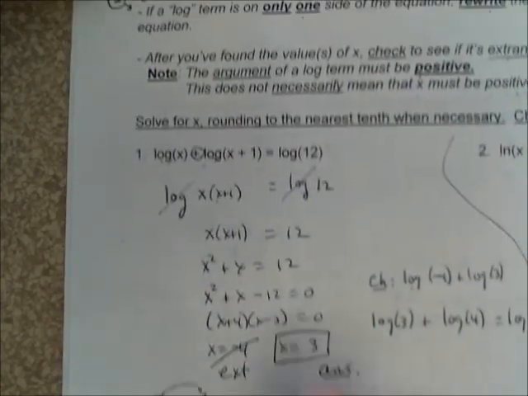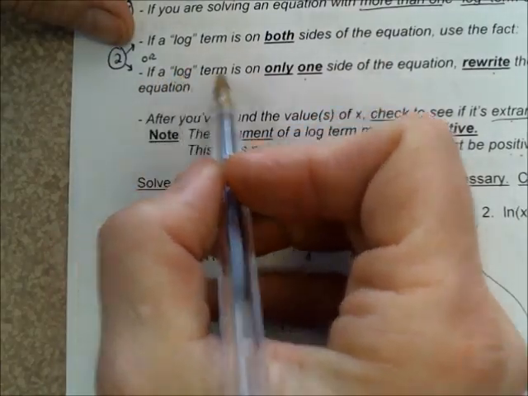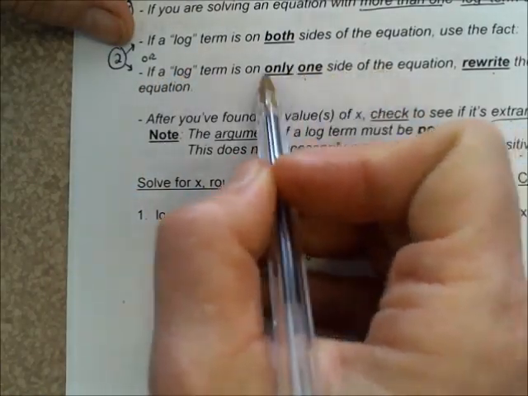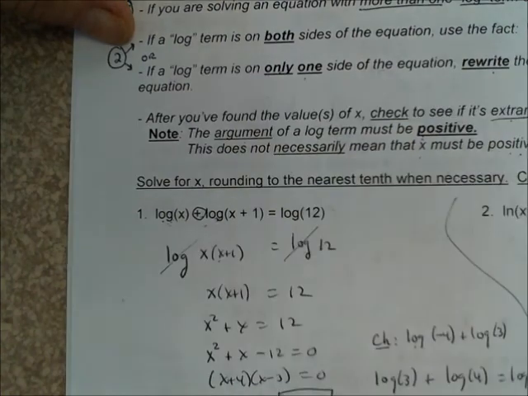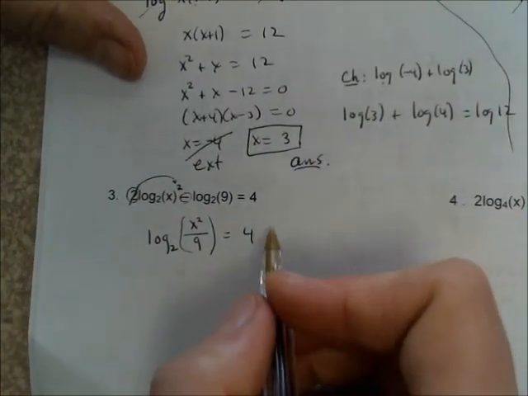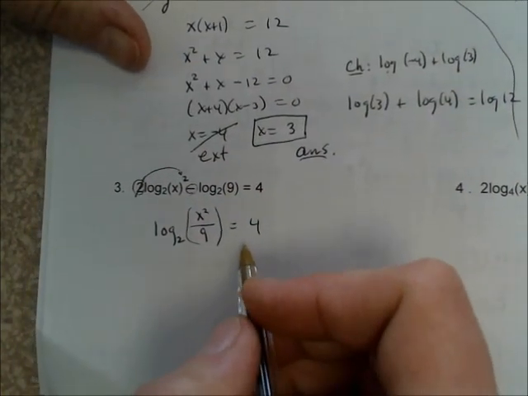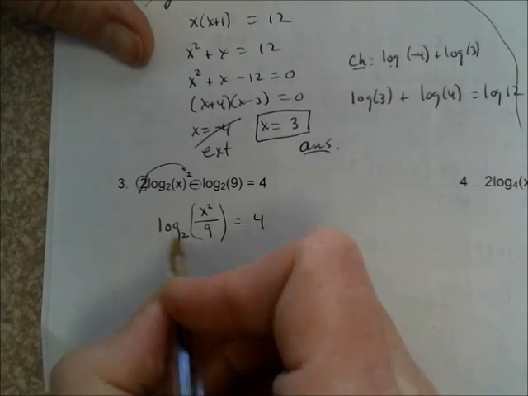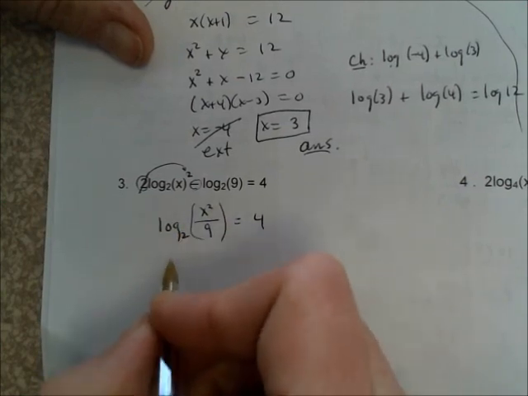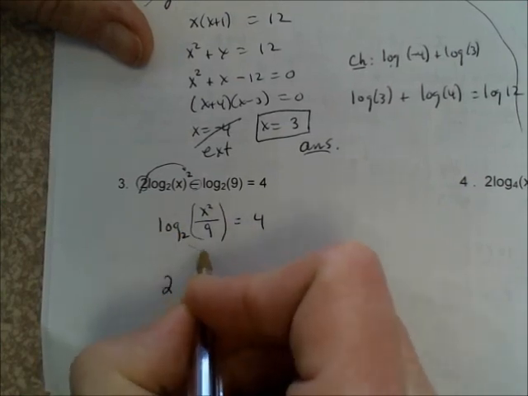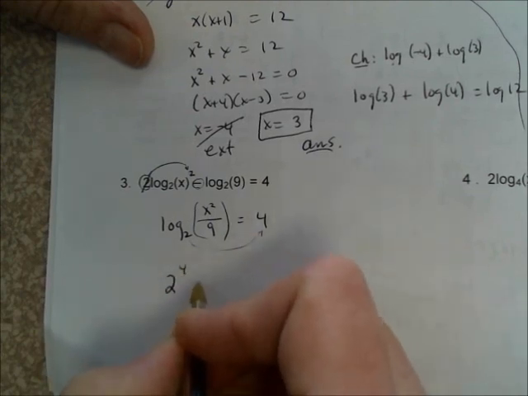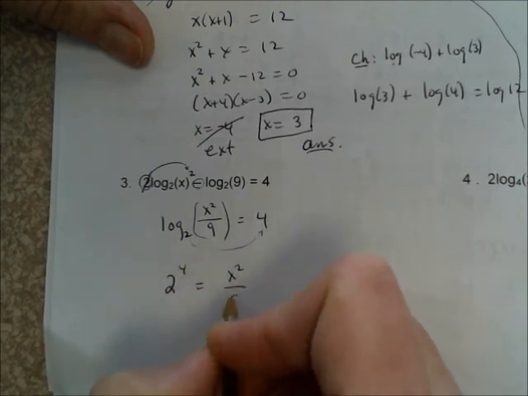And now we have the second situation. We have a log term on only one side of the equation, so we're going to follow this rule up here, which means we're going to rewrite this as an exponential equation. If you rewrite this exponentially, you start with a little base 2, and on the base goes a 4, and it's equal to x squared over 9.